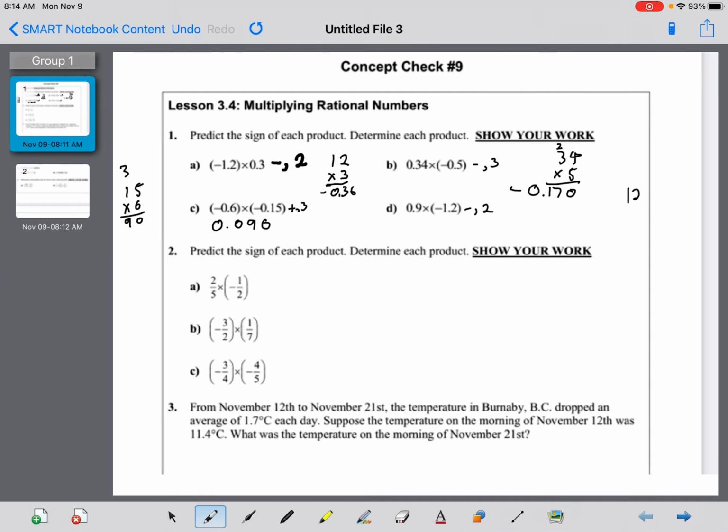Over here, I'm looking to predict it to be negative with 2 decimal places. So I have 12 times 9, which is going to give me 18, carry the 1, so 108 plus my 2 decimal places and make it a negative. So those are the answers I'm looking for right here. If you have any questions, come in and talk to me about it. All right, moving on here.